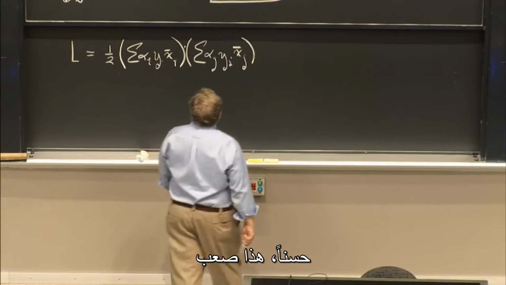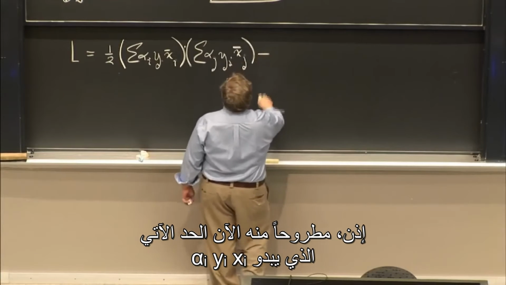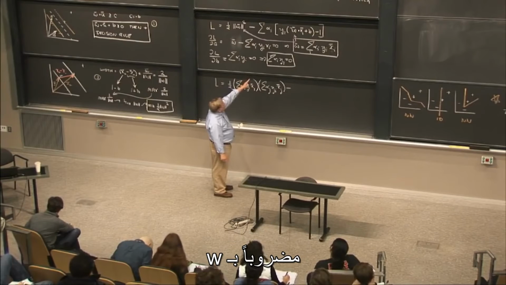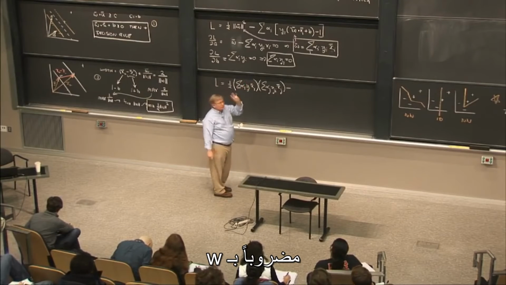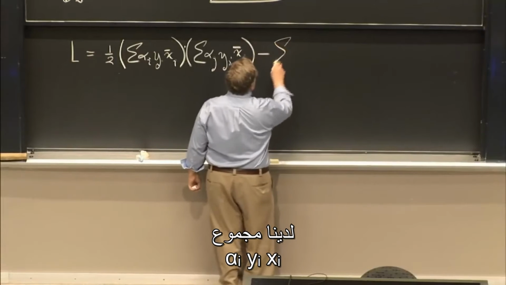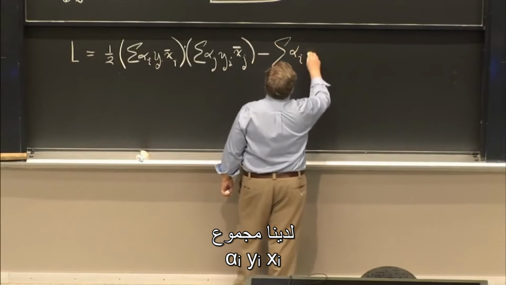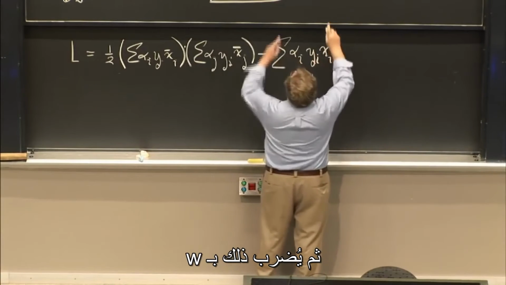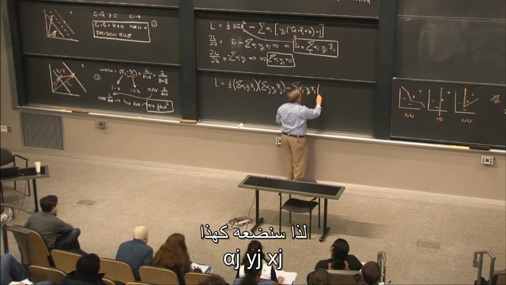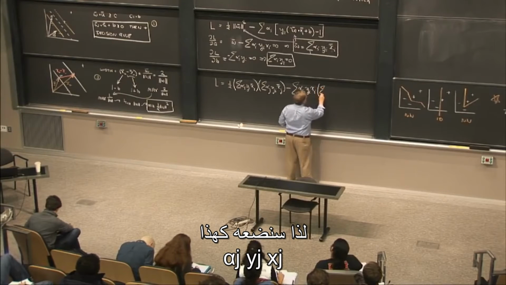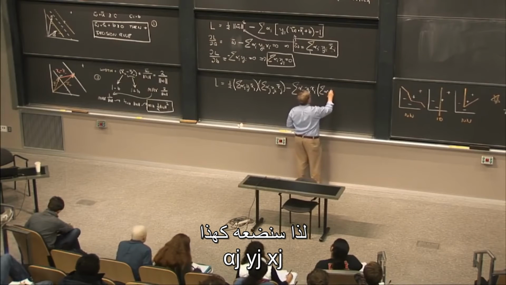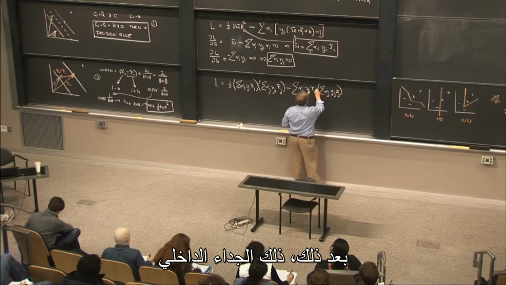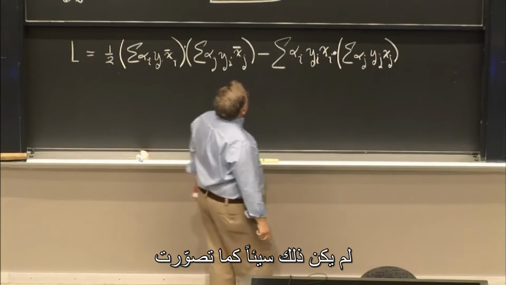Boy, this is hard. So minus, and now the next term looks like alpha I, y sub I, x sub I times w. So we've got a whole bunch of these. We got a sum of alpha I times y sub I times x sub I, and then that gets multiplied times w. So we'll put this like this. I have a sum of alpha j, y sub j, x sub j, and then that's the dot product of that. Well, that wasn't as bad as I thought.